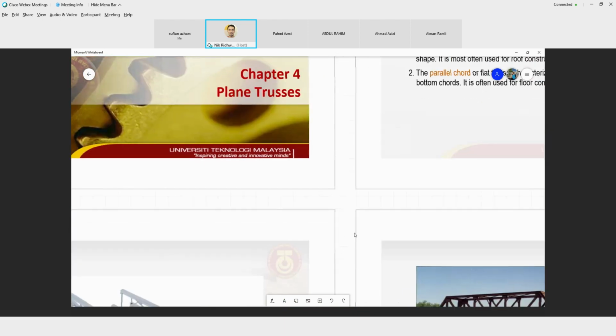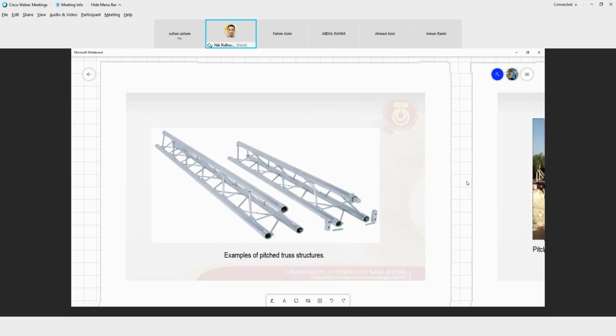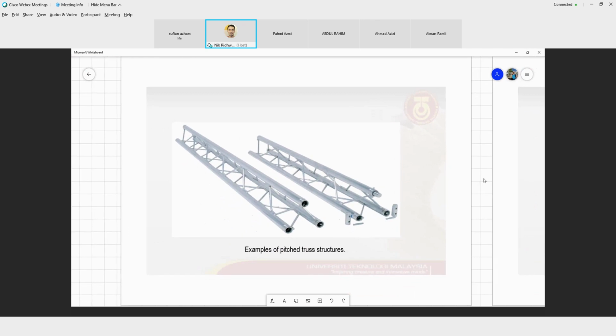So nanti you all bacalah yang tu sikit je tu. And then this is an example of the pitch trusses. So kalau kita tengok dia ada elemen yang triangle tu. Meskipun dia nampak besar, dia still slender. D dia kecil, dia punya L dia lagi besar. And then dia ada elemen yang berbentuk triangle.